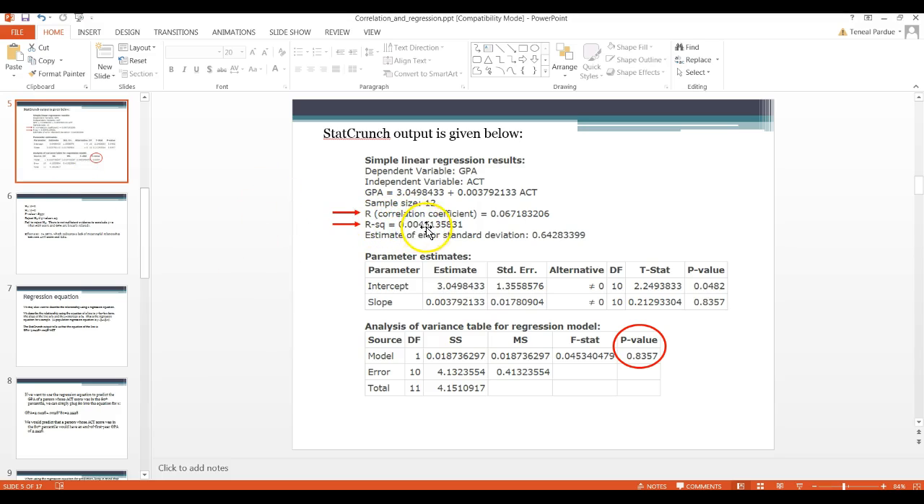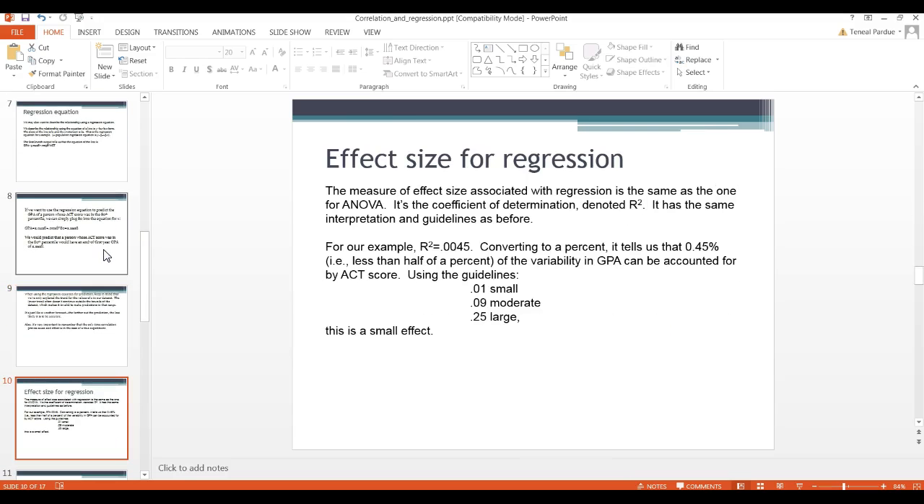So in this case, if we go back and look at our output, R squared was 0.0045. So that's less than 1%. If you change that to a percentage, move it 2 decimal places to the right, that's 0.45%. So that's a little bit less than 0.5% of the variability in GPA can be accounted for by ACT score. So this is a small effect. Let me say just a little bit more about that.